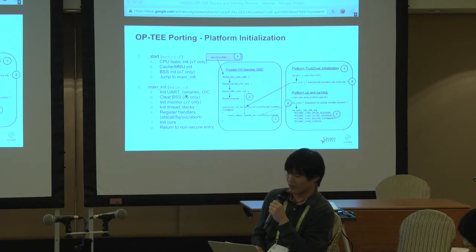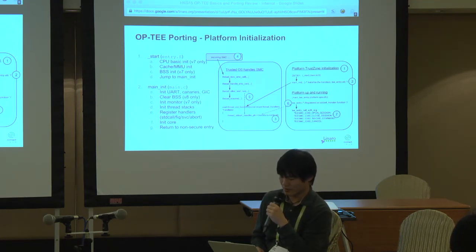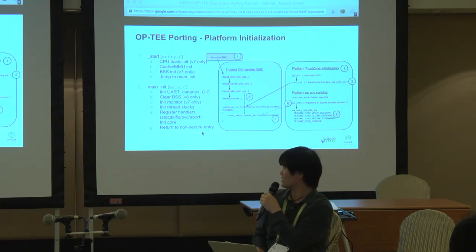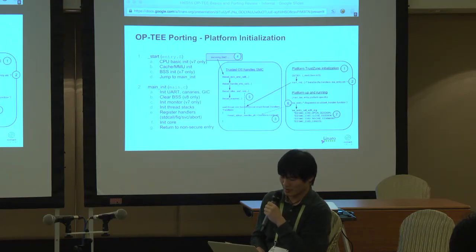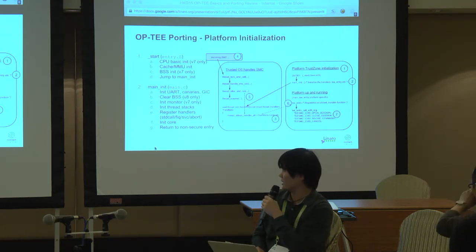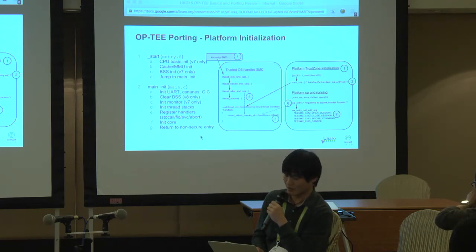And you should take care of setting up the UARTs, canaries, and your GIC inits. And then for V8, we'll clear the BSS sections. For V7, we'll register the monitor vector tables. And then here you also register thread handlers that point to functions to be called when you enter secure world. Number 3 here. And the standard default handler registered is main TEE entry, which we'll see in the next slide. And then finally, you'll init the TEE core before returning.